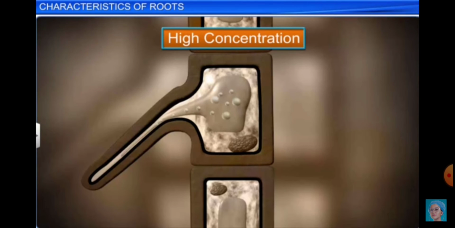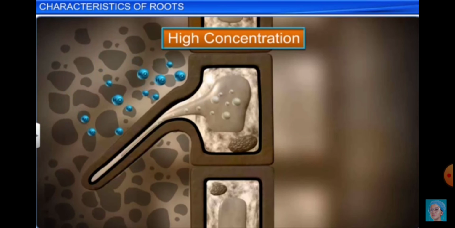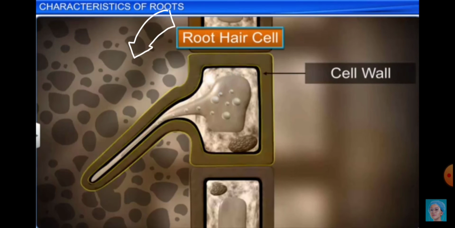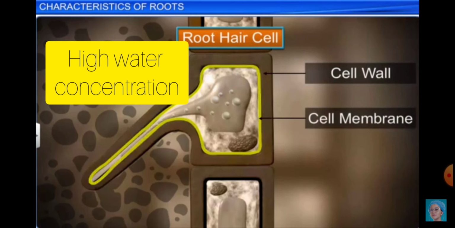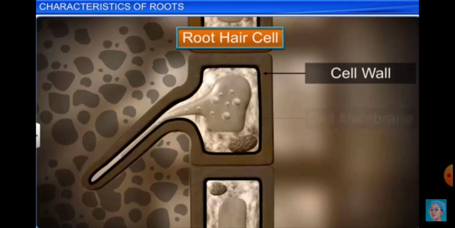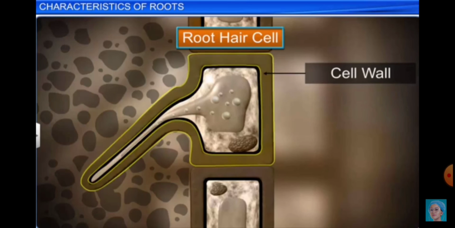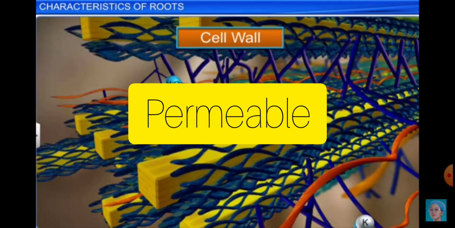So as we know the definition of osmosis, water molecules will move from its higher concentration, that is from the soil, to its lower concentration inside the root hair cell. So by this process, the water has been absorbed by the root hair cells. So this is the advantageous point for the high concentration of the cell sap.